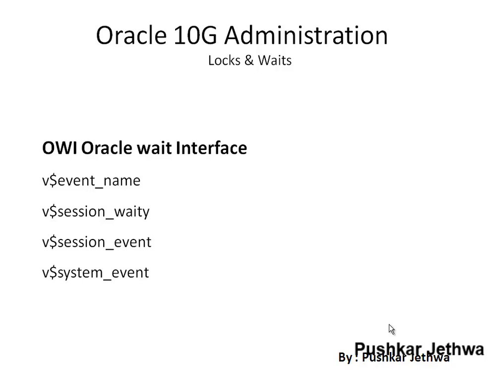Okay, now we are here using the Oracle Wait Interface. Previously we have seen how to see what kind of locks have occurred, what is a transaction lock, what is a row exclusive lock, what is an exclusive lock, and we have seen a few views like DBA_DML_LOCKS. Now we have the Oracle Wait Interface. It has a few data dictionaries like V$EVENT_NAME, V$SESSION_WAIT, V$SESSION_EVENT, and V$SYSTEM_EVENT.